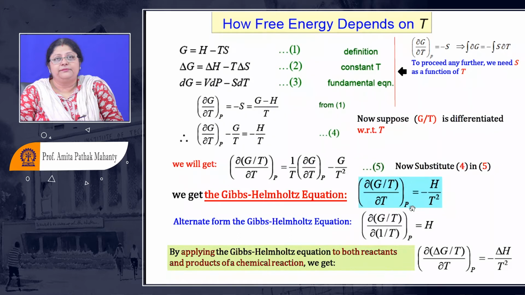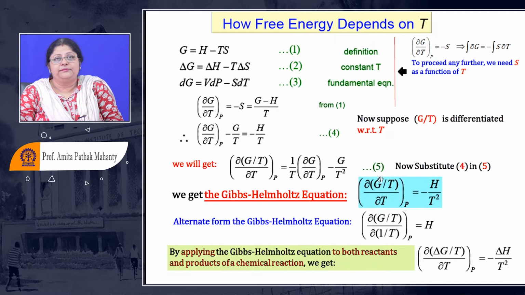So we can apply this for a reaction. For this, we have the reactant and product in the chemical reaction. So for that, instead of H, we can write delta H. Another alternate form is, instead of differentiating G by T with respect to T, you can also differentiate G by T with respect to 1 by T. Then the T square will vanish and a plus sign will come, so it will be equal to H, right? These are two ways we can write the Gibbs-Helmholtz equation.